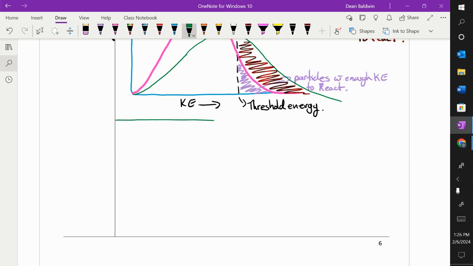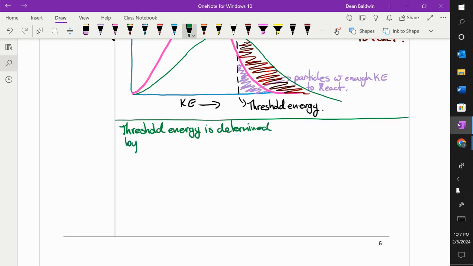we would say threshold energy is determined by the nature of the reactants. In other words, how strong are the bonds? Okay?